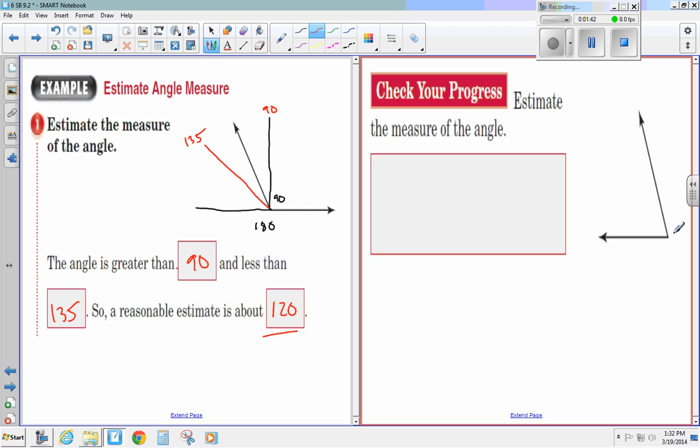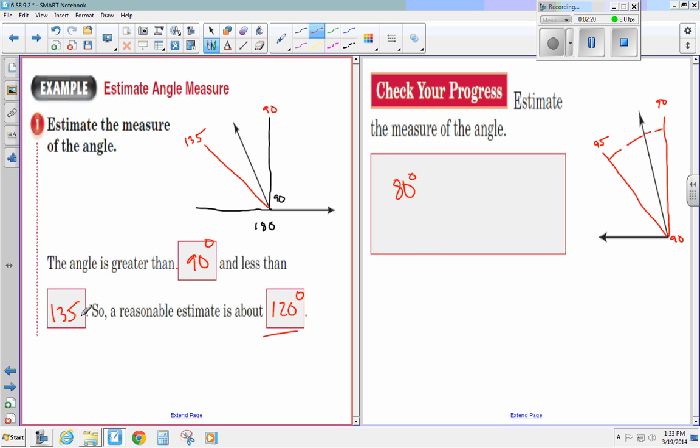Estimate this angle measure. Once again, this is 90. This is 45. And so we need something between 45 and 90. A lot of estimations could be correct here, but take a look at the fact that this distance here is less than this distance here. So I'm going to say that it's not directly halfway between 45 and 90. I'm going to say that this is probably about an 80-degree angle. Please don't forget your degrees.